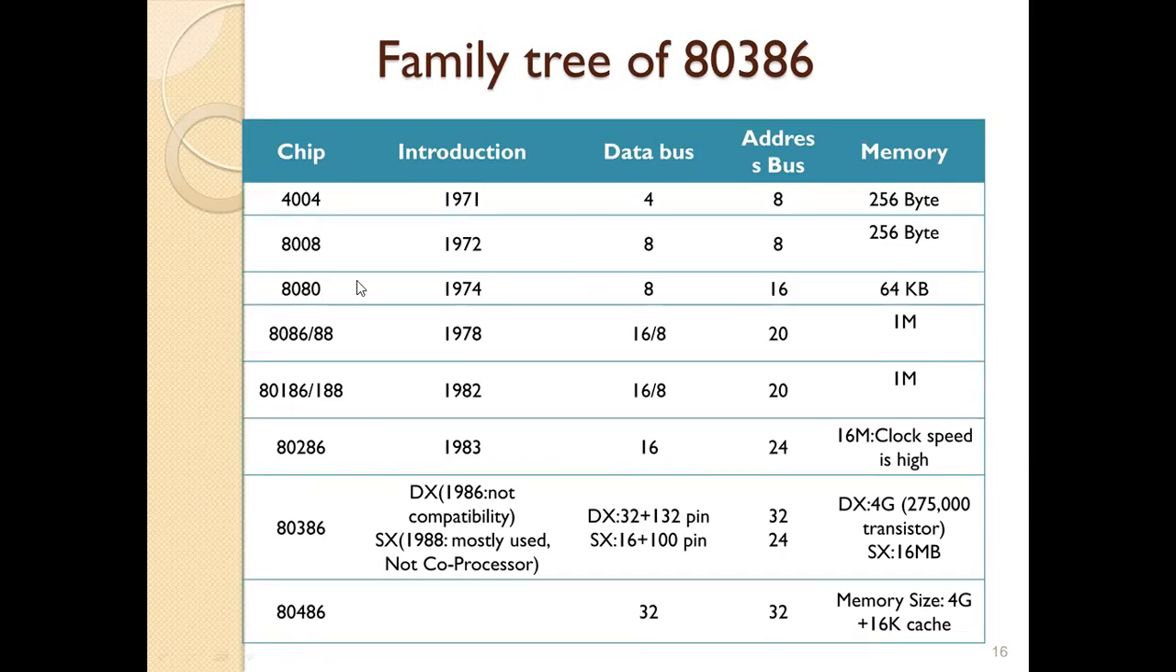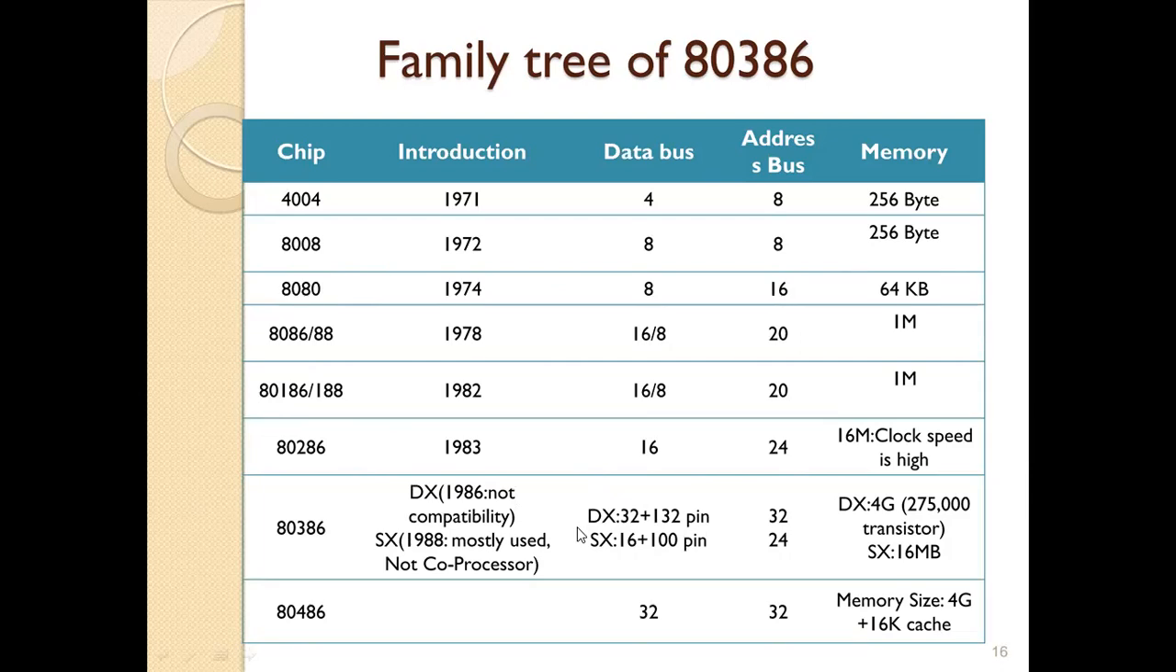As we see in the figure, the 8086 was introduced in 1978 and the 8088 in 1982, which have a data bus of 16-bit and an address bus of 20-bit. The 80286 was introduced in 1983 with a data bus of 16-bit, an address bus of 24-bit, and a higher clock speed.